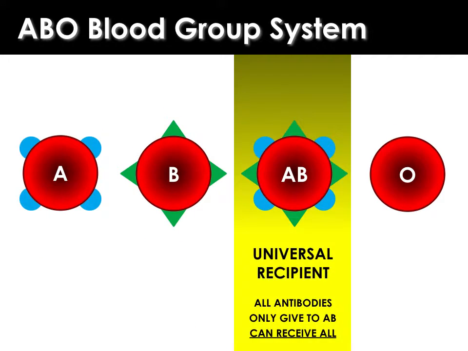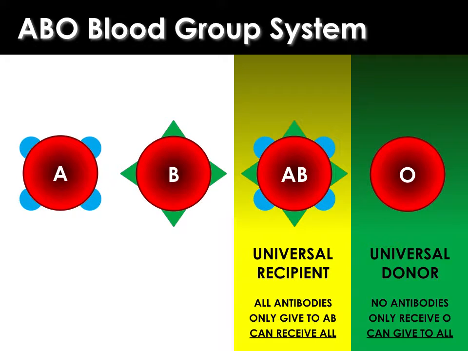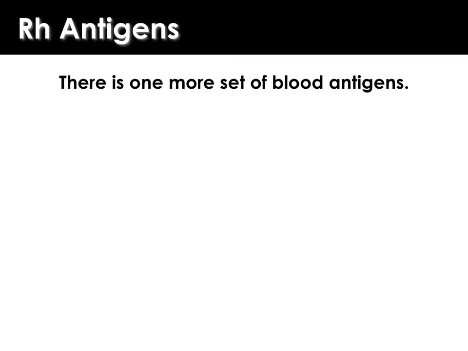We consider type AB blood group as a universal recipient. That is because they have no antibodies. They can receive all types of blood, but they can only give their blood to someone that has AB. Type O group is considered universal donor, and again, that's because they have no antigens. They can give to all, but they can only receive type O blood.